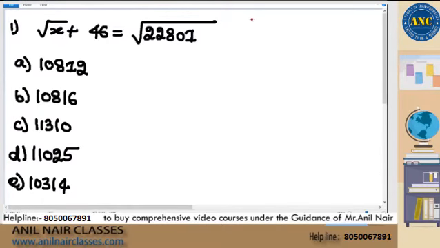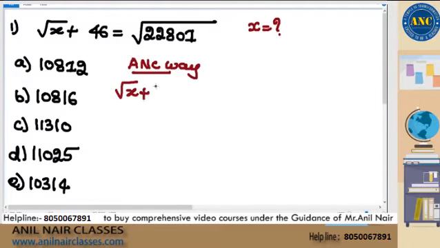Root x plus 46 is root of 22801. Find the x value. The options are 10812, 10816, 11310, 11025, 10314. First, the ANC way of solving. I will discuss all the problems. Do not waste your time in saying the answers.